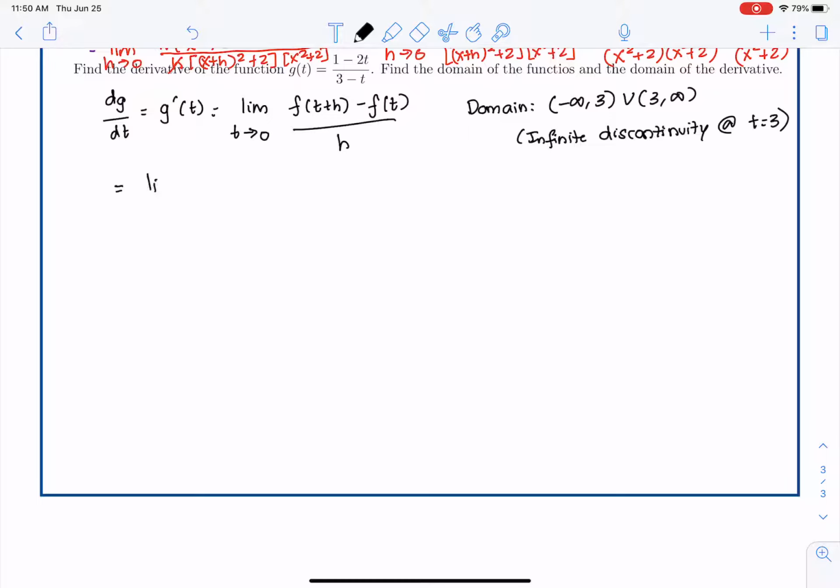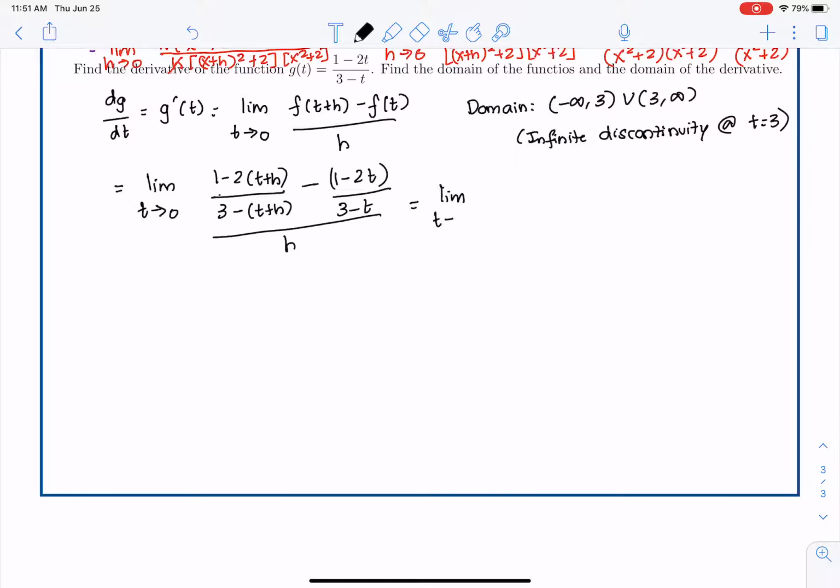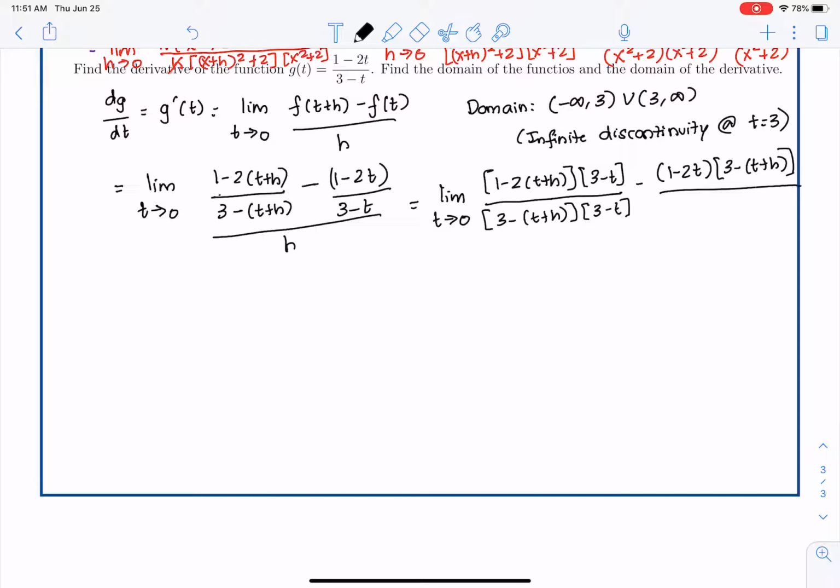So we have limit as t approaches 0, 1 minus 2 times t plus h divided by 3 minus t plus h, minus 1 minus 2t divided by 3 minus t, entire thing divided by h. We need a common denominator. So I'm going to multiply and divide the first fraction by 3 minus t, and I'm going to multiply and divide the second fraction by 3 minus t plus h, and divide the entire thing by h.